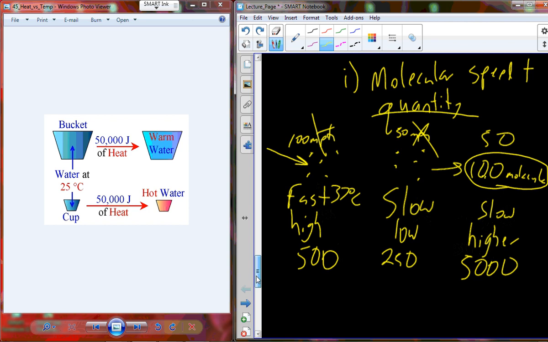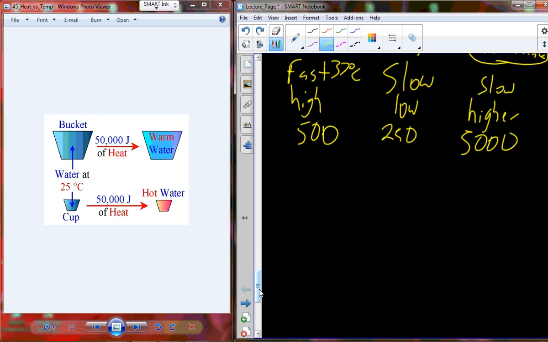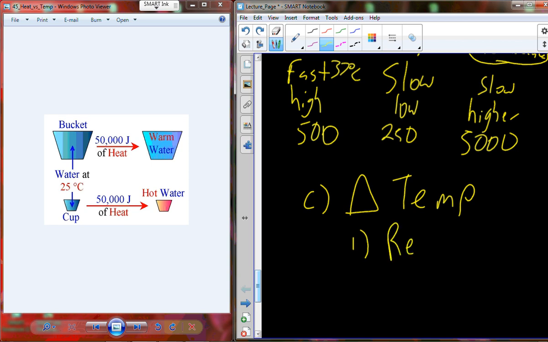So heat, it's the molecular speed plus the quantity. And so delta, that means change. So you would read that as change in temperature. The way to change temperature is to change the heat. So if we want to reduce it, we can remove heat.